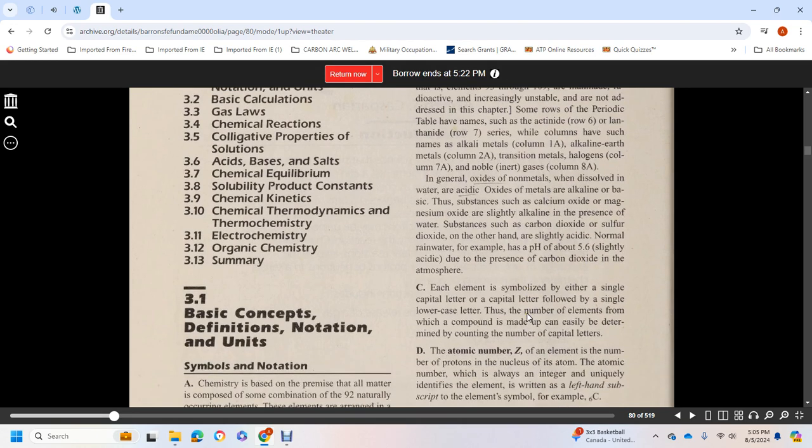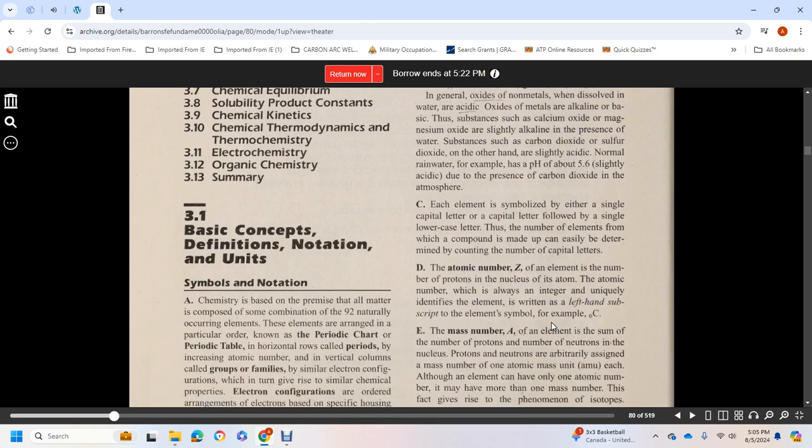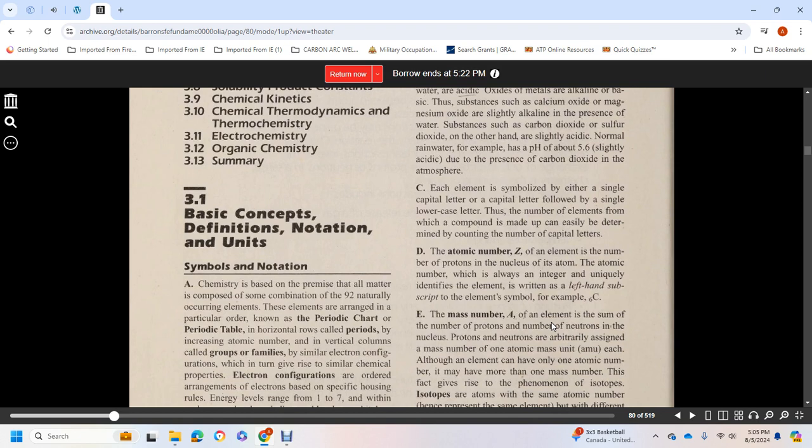Each element is symbolized by either a single capital letter or a capital letter followed by a single lowercase letter. The number of elements from which a compound is made can easily be determined by counting the number of capital letters. The atomic number Z of an element is the number of protons in the nucleus of an atom. The atomic number, which is always an integer, identifies the element and is written as a left-hand subscript to the element symbol, for example, 6C, carbon.